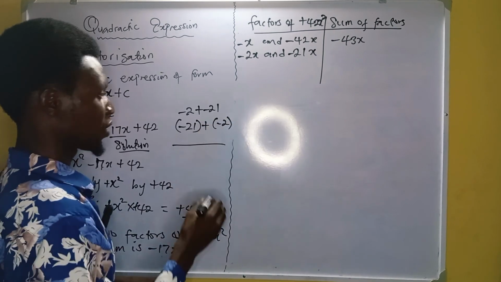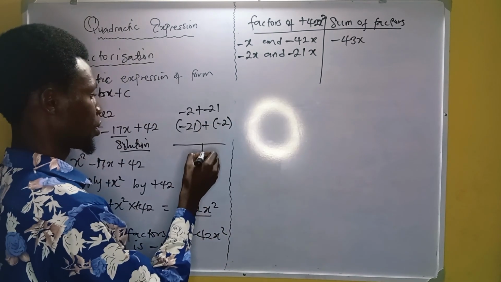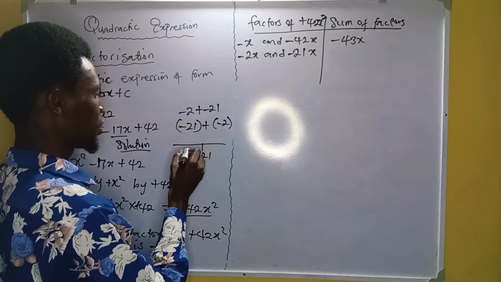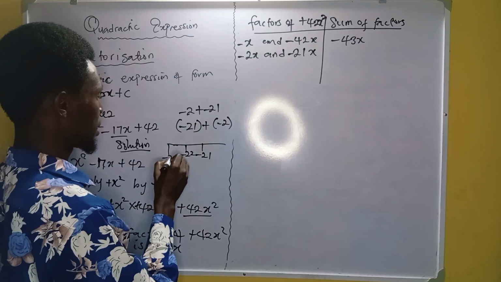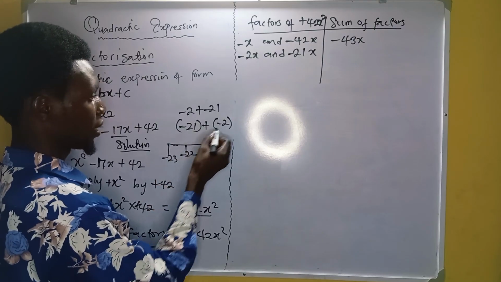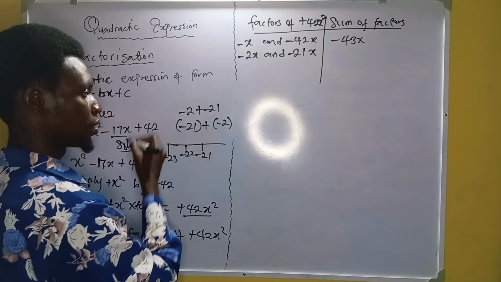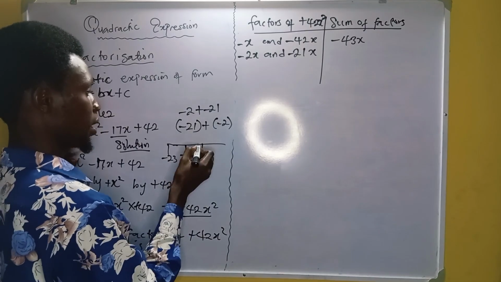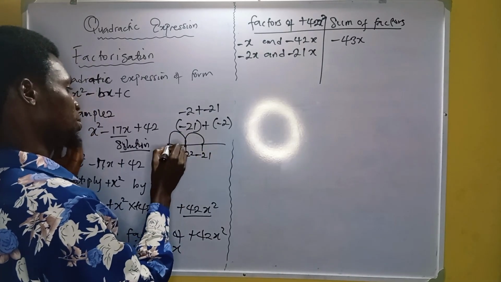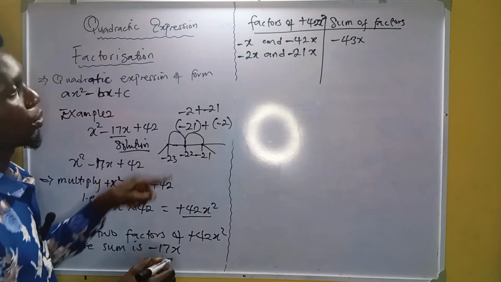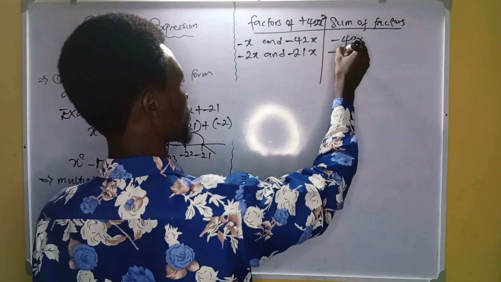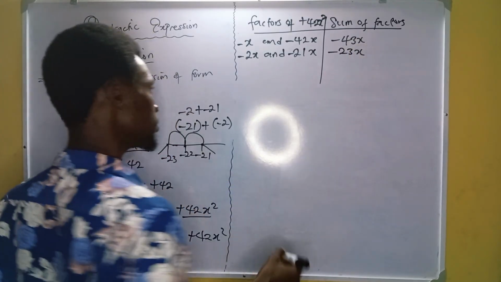Remember, when you study your number line, you were told that each time you are adding a negative number, you move to your left. So 1, 2, to your left. We start from here and end here, so moving to your left, you have minus 23x.